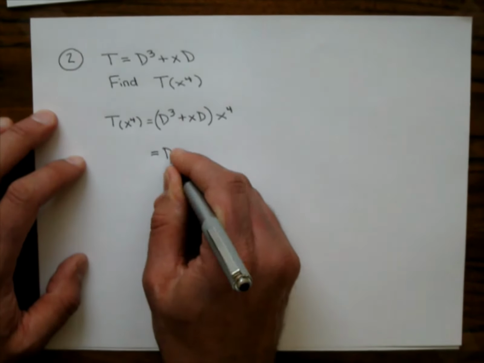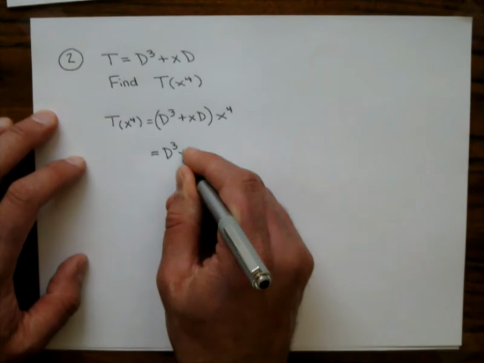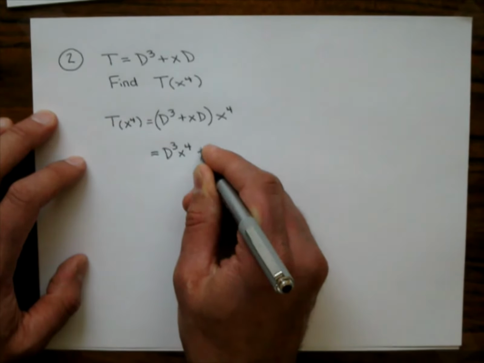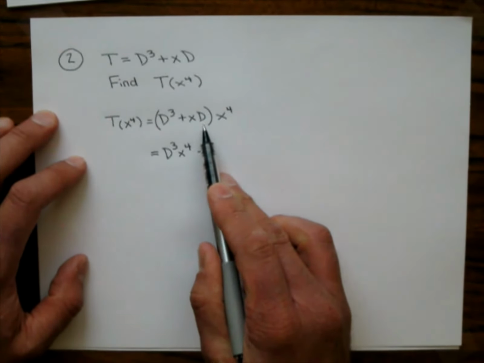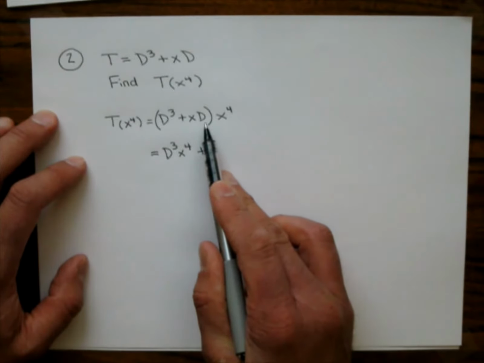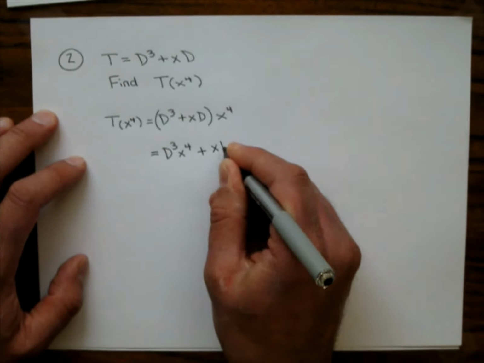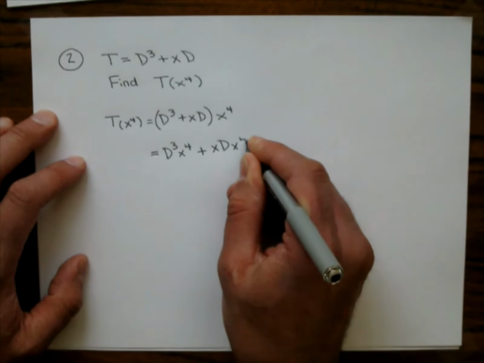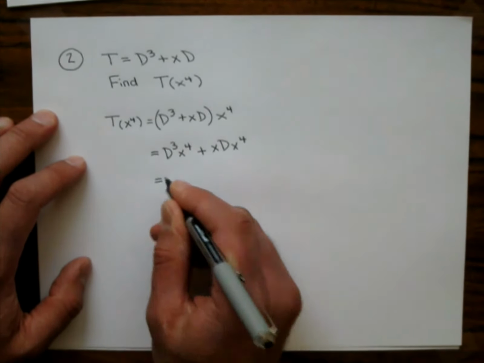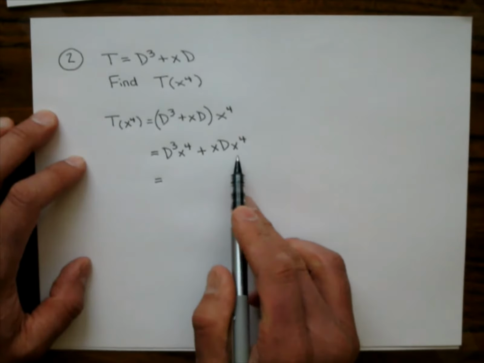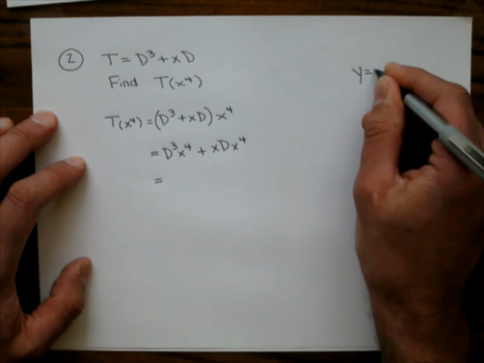Okay, so this is d cubed x to the 4th. It's very, very tempting to write this as dx to the 5th, but we cannot because this x is to the left. So it has to be x dx to the 4th. So now I have to take some derivatives of x to the 4th.